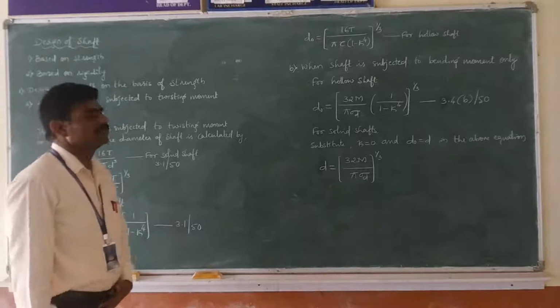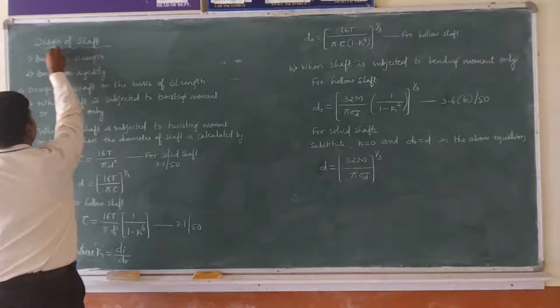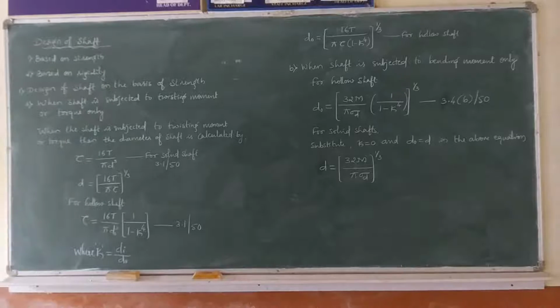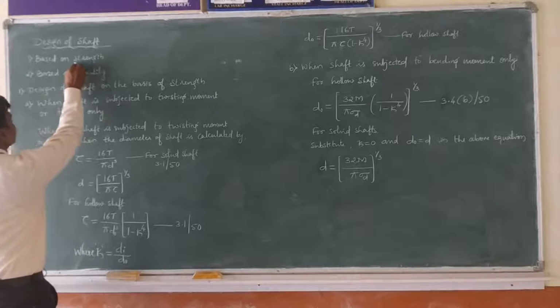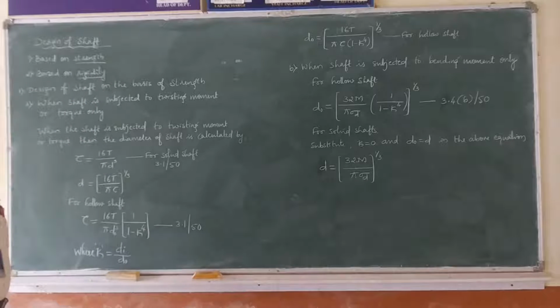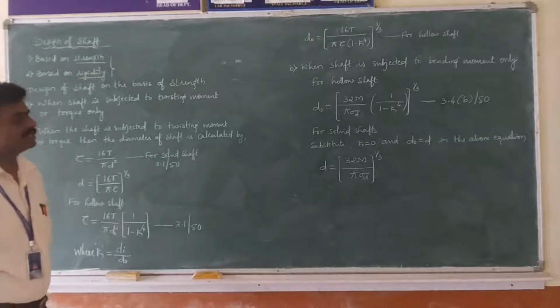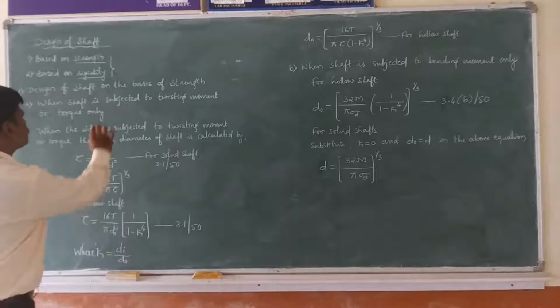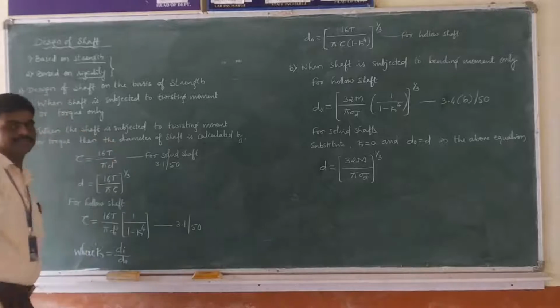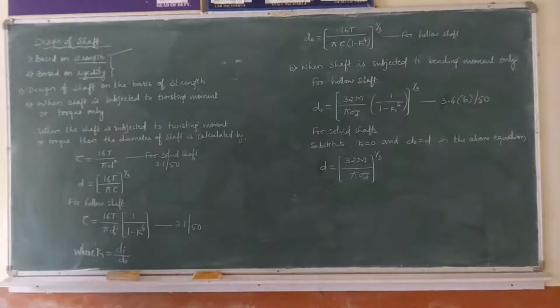So let us start design of shaft. We can design the shaft based on two criteria: one is strength, the second one is rigidity criteria. Based on these two criteria, we are designing the shaft. Design of shaft means we are just finding the diameter. Now let us consider the first one, based on strength.